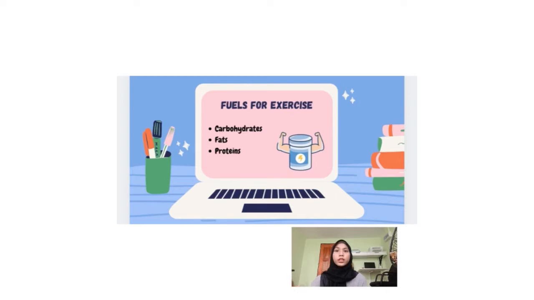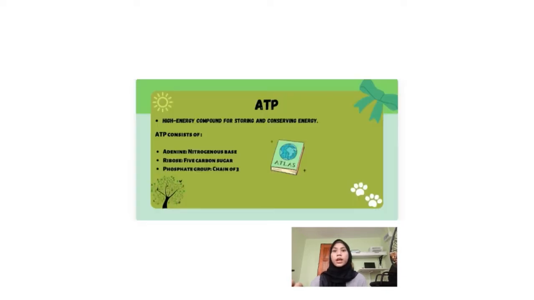So now I would like to explain about ATP. ATP is adenosine triphosphate. It is a high energy compound for storing and conserving energy. It consists of adenine, ribose, and 3-link phosphate. ATP components: adenine is a nitrogenous base, ribose is a 5-carbon sugar, and phosphate group is a chain of 3.